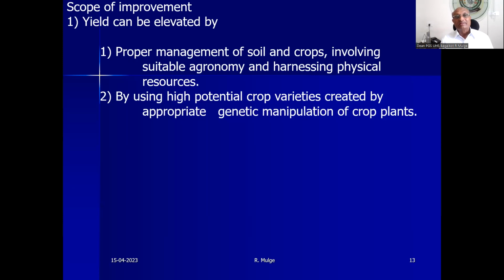If you want to increase the yield, you can do it by proper management of soil and crops involving suitable agronomy and harnessing physical resources. That is one way. The other way is by using high potential crop varieties created by appropriate genetic manipulation of crops. If you adopt those improved varieties, that is going to contribute far more, because any amount of resources you provide is restricted by that genetic potentiality for yield.